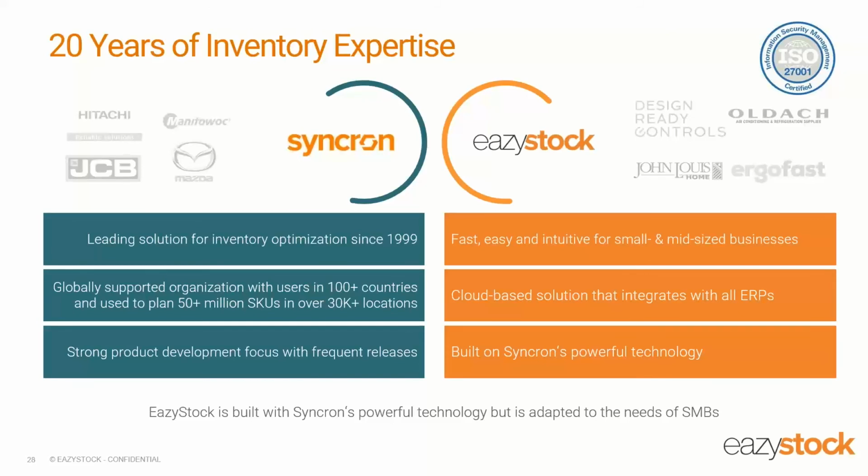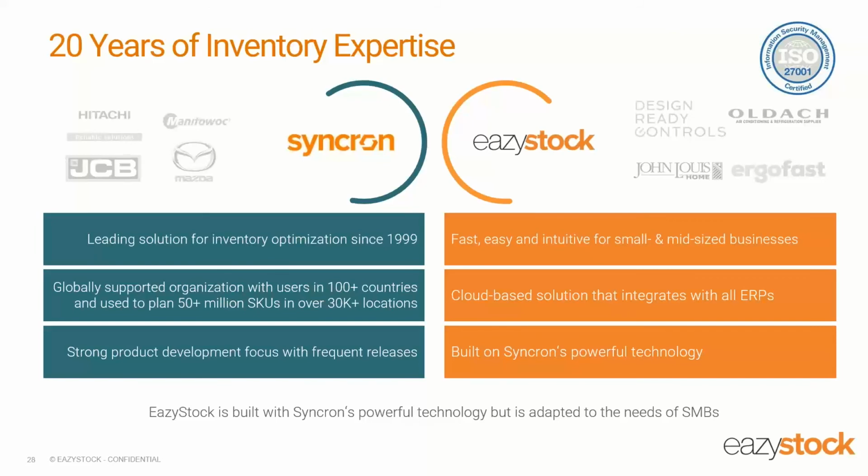EazyStock is essentially the same system as Synchron, but it's just adapted slightly to meet the needs of these small and mid-sized businesses. It's a fully cloud-based system, so you can access the UI through your web browser, and this makes the deployments quick, easy, and low cost.